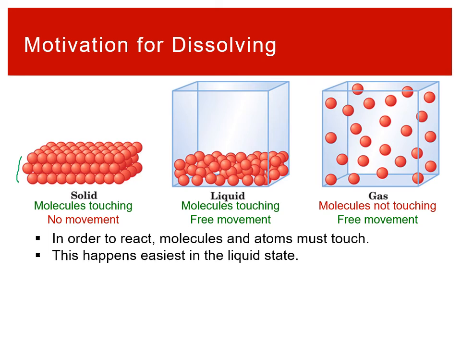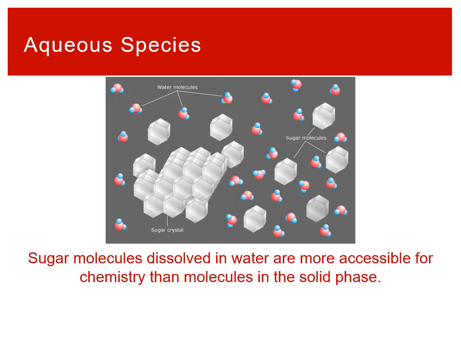In the gas, you have total freedom of movement. You're bouncing around like crazy, but molecules don't touch each other. So it's really hard to do chemistry in either of those places. A liquid, Goldilocksian, just right. Molecules are touching each other, but they're still free to move. They're not moving quite as much as a gas, but importantly, they do spend a lot of time touching other molecules. Chemistry happens the most readily in the liquid phase.